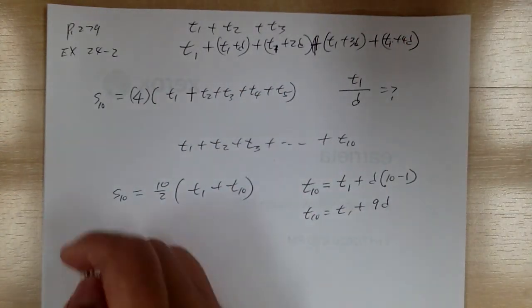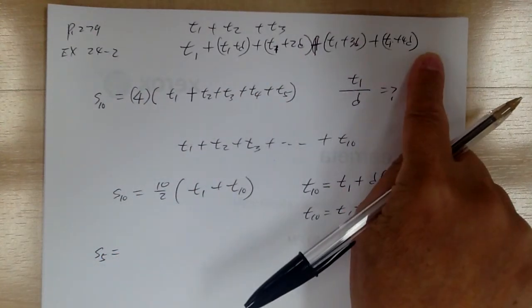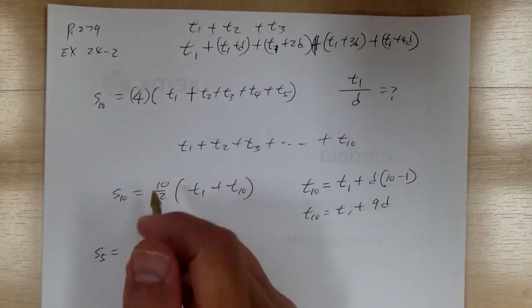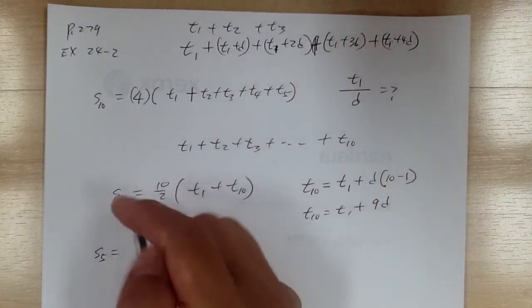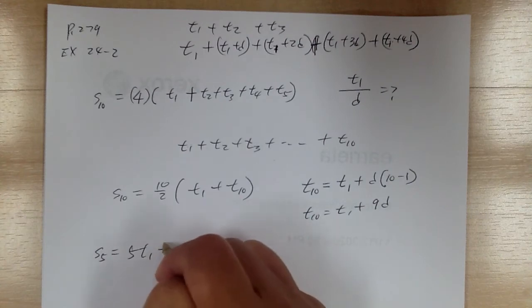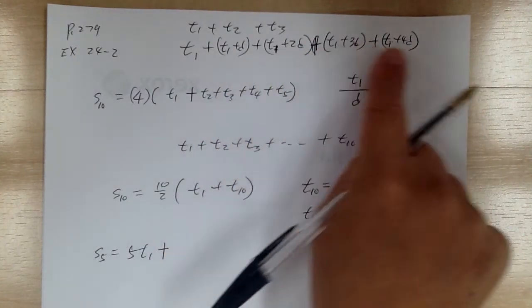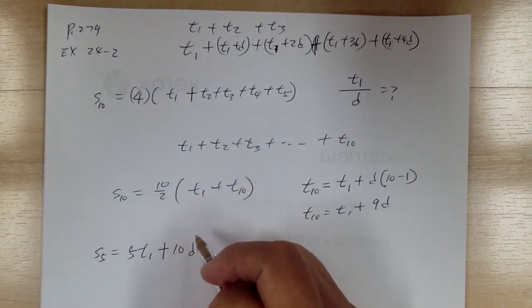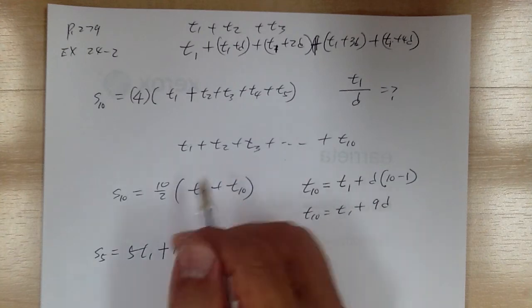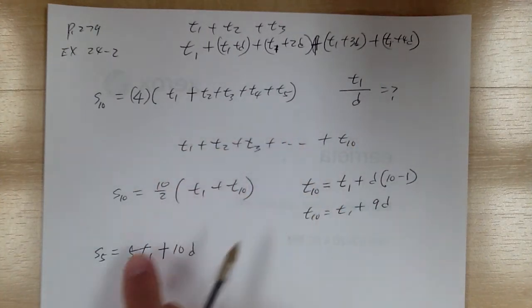So the sum of the first 5 terms, if you add all this together, you're going to get 1, 2, 3, 4, 5. So you're going to get 5 T1 plus, okay, how many D? So you got 1, 2, 3, 4 plus 10D. And so this is equal to that.